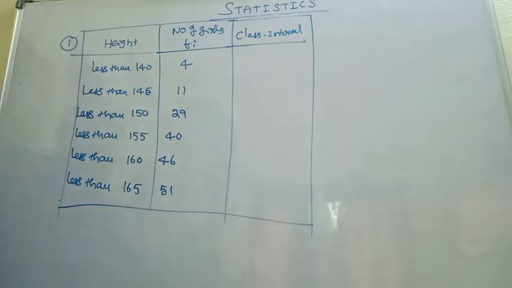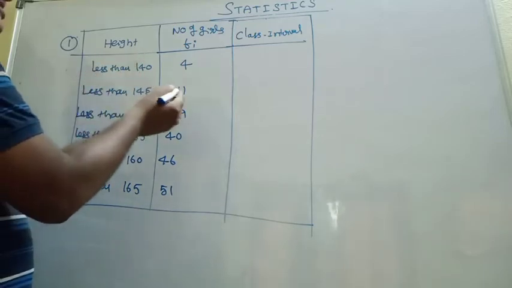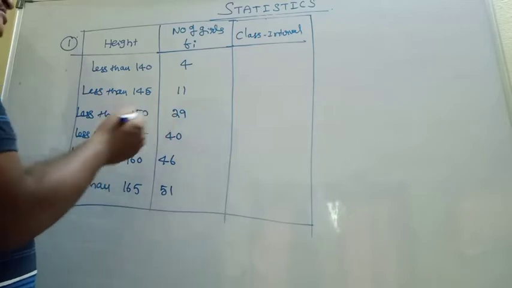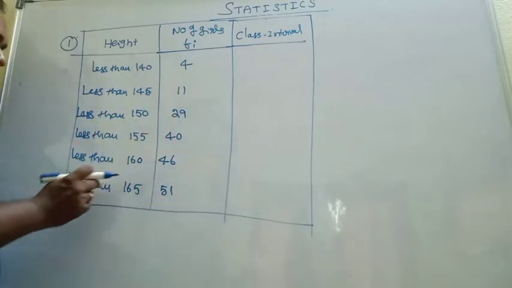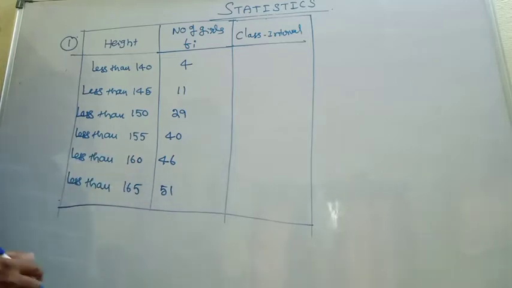You see my dear students, here is the first problem. A survey regarding the heights in centimeters of 51 girls of some class of a school was conducted and data was obtained as shown in the table. Find their median. Less than 140 there are 4 students, less than 145 there are 11 students, less than 150 there are 29 students, less than 155 there are 40, less than 160 there are 46, less than 165 there are 51 students.